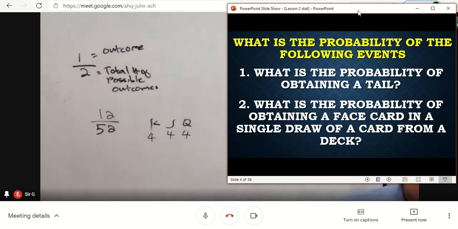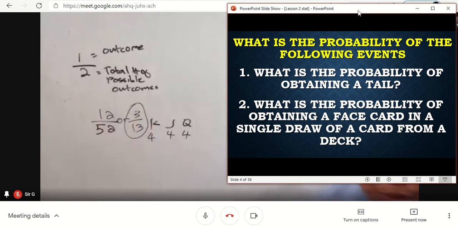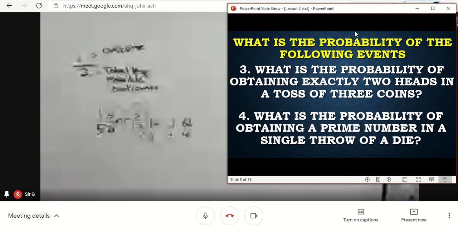Hindi pa tayo natatapos dyan. Bakit? Hindi pa po siya naka-simplest form. Kapag isi-simplest form niya yan, ang magiging sagot niya is 3/13. Pwedeng decimal, pwedeng fraction, or pwedeng percent. So, ang sagot sa number 2 is 3/13. Number 3.